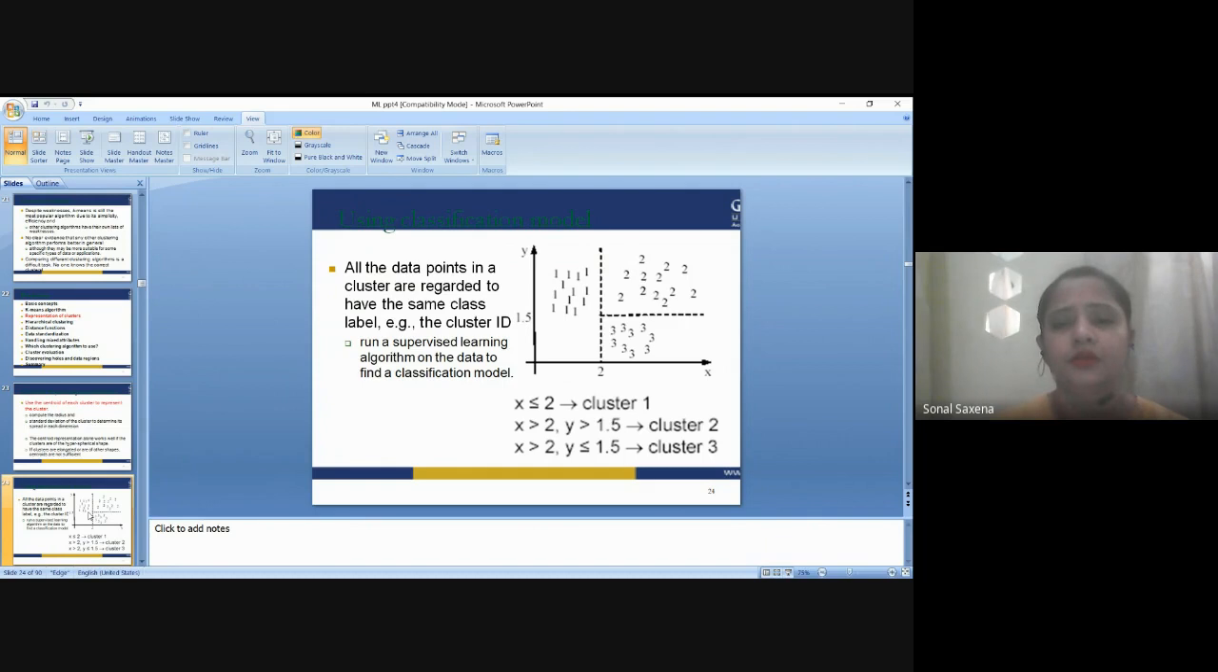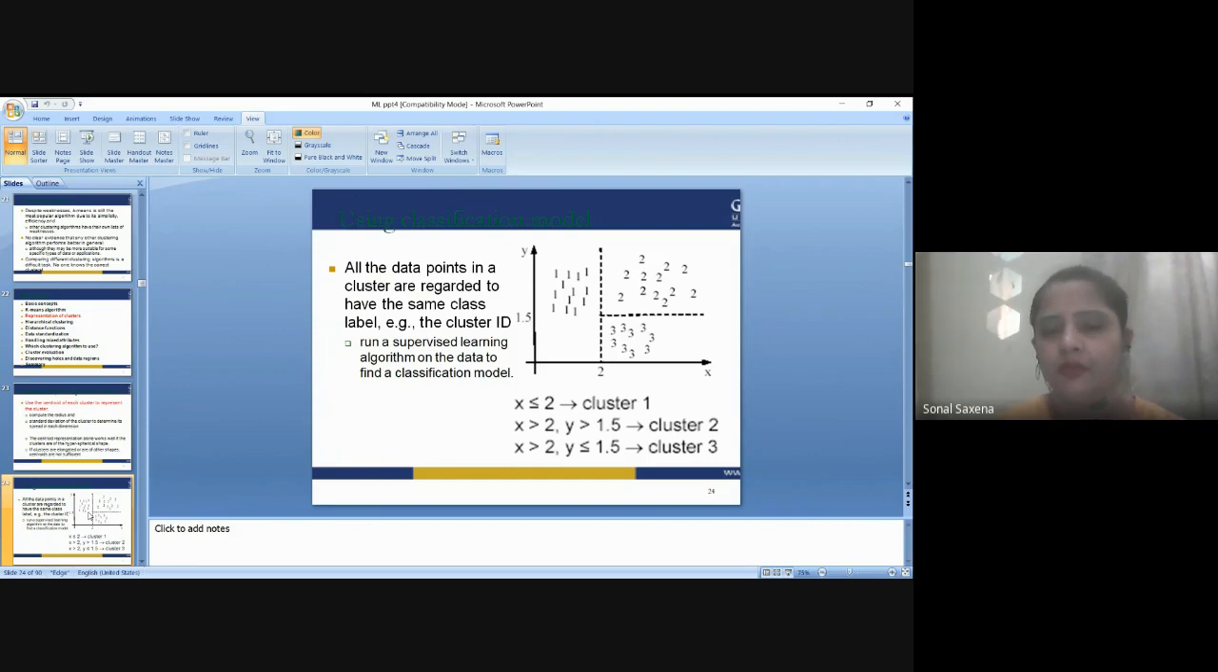So, using a classification model, we can find out such things: all the data points in a cluster are regarded as having the same class label that we already know. Let's say we already have the cluster ID. So we run a supervised learning algorithm on the data to find a classification model, right? Now, how can we do that?